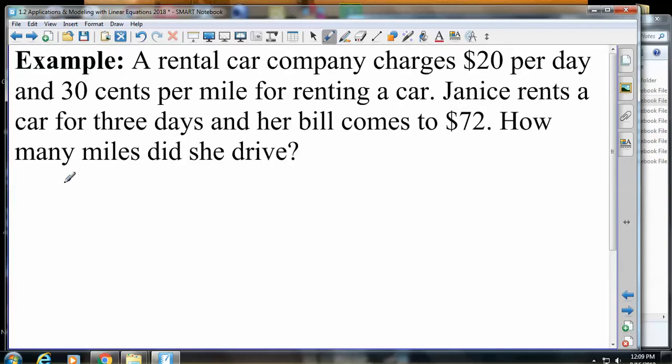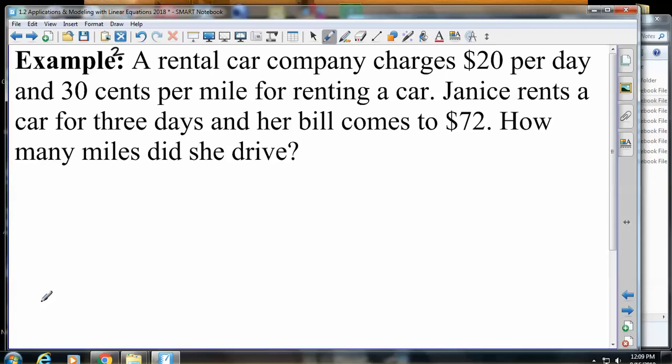Got another problem. So this is example 2. Didn't number them. A rental car company charges $20 per day and 30 cents per mile for renting a car. Janice rents a car for 3 days and her bill comes to $72. How many miles did she drive?